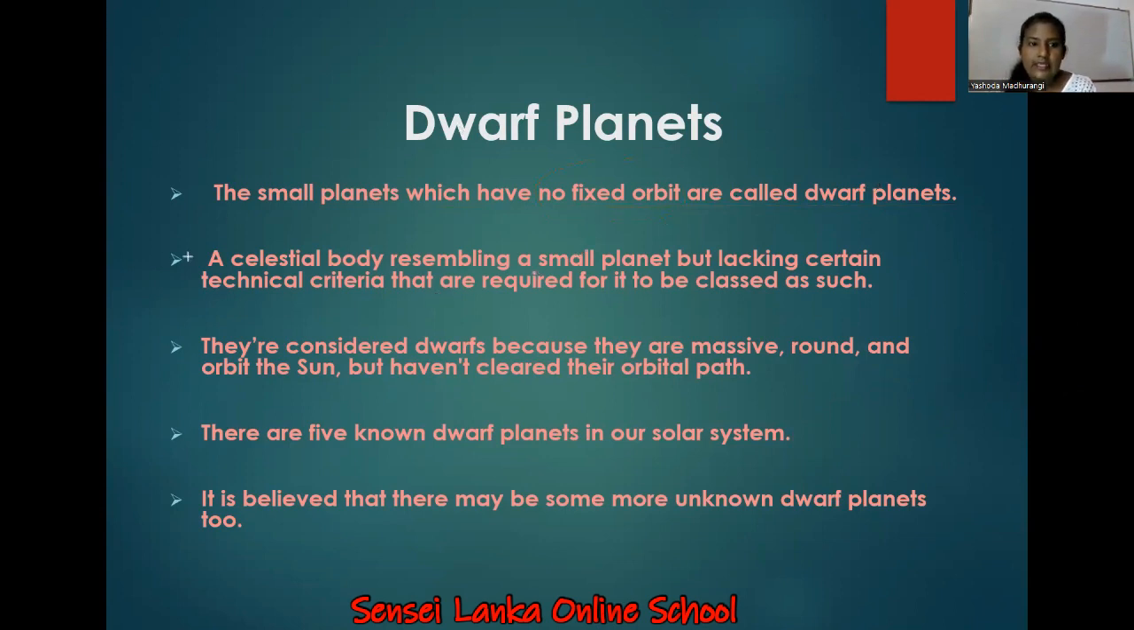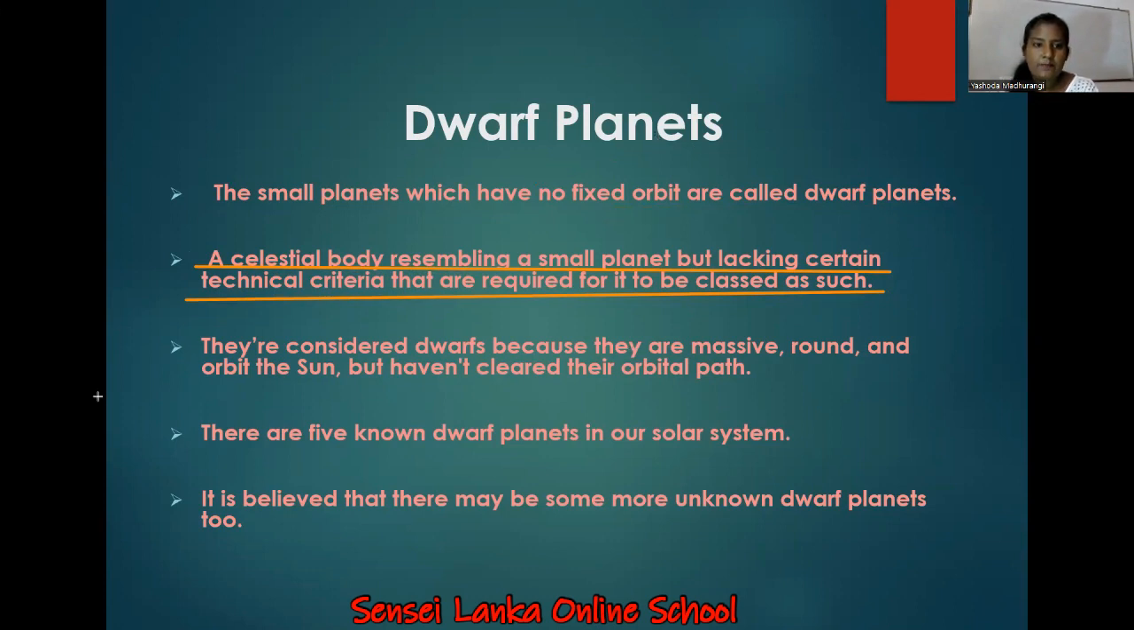So remember it. A celestial body resembling a small planet but lacking certain technical criteria that are required for it to be classed as such. They do not meet the technical criteria required to be called planets, so we do not call them planets. We call them dwarf planets.